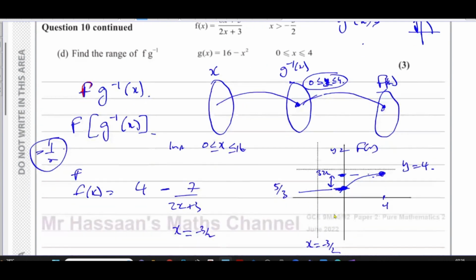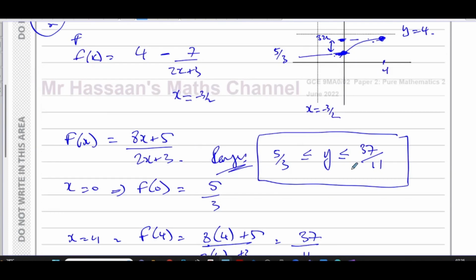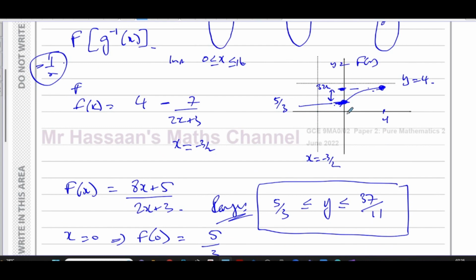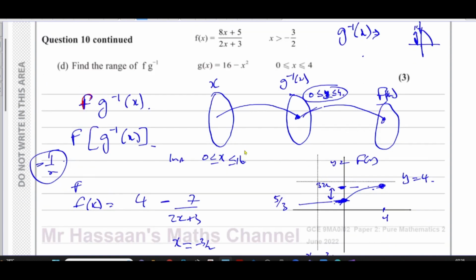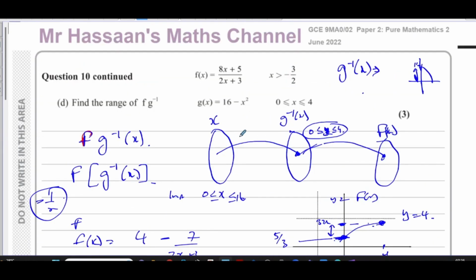So when we look at our graph, we can see that it looks like this between 0 and 4. So we know that the range will go from 5 over 3 up to 37 over 11. Those are the values that came out. And that concludes this question number 10, part D. This is very important, especially this last part D. Some students were asking about this particular issue, and I'm going to do a few more questions on this. I'll try to find a few more questions. It's kind of newish, this kind of concept, and I'll do a few more questions to hopefully make this whole concept a bit more secure.